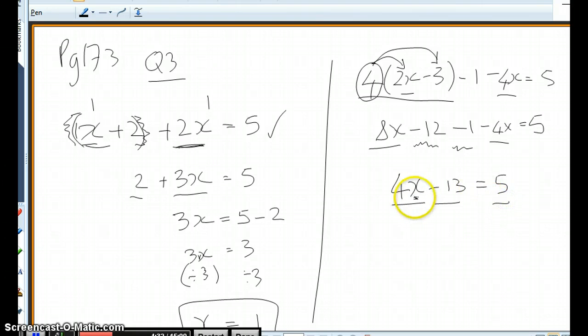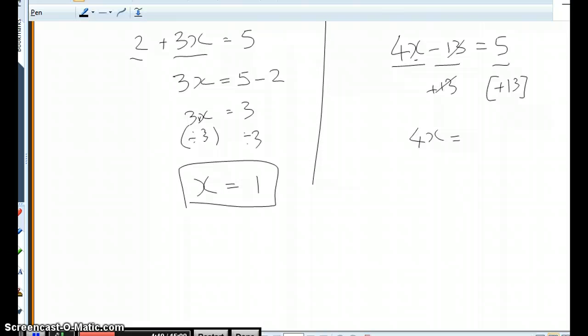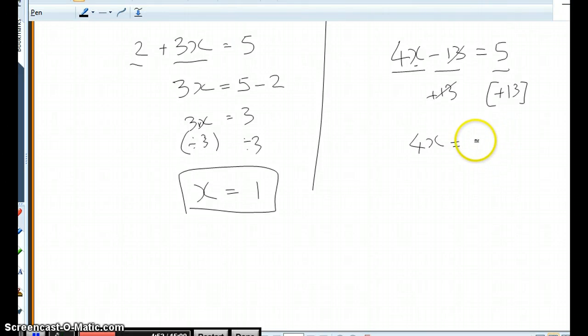The last thing that happened was the 13 was subtracted. The first thing I must do is add 13 to both sides. Those cancel. I'm left with 4x on the left. And how much? What's 13 plus 5? And then, because it's got times by 4, I'm going to divide by 4, both sides. What's 18 divided by 4?